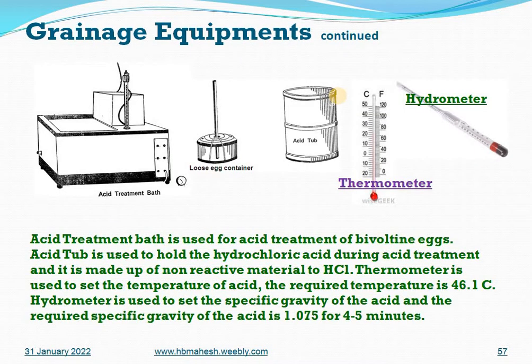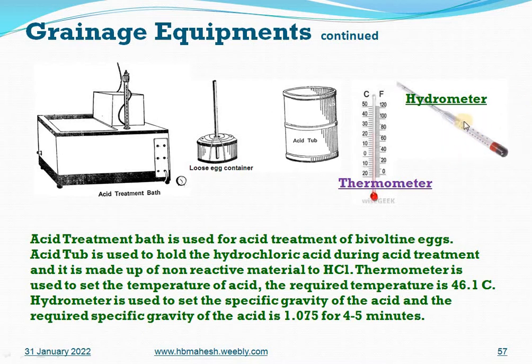Acid treatment bath or acid treatment set. Here you can observe the acid treatment bath. Of course, this works as a water bath. This is the loose egg container, and this is the acid tub. In this instrument, hydrochloric acid is indirectly heated in this acid treatment bath. Thermometer to check and set the temperature. The required temperature is 46.1 degree centigrade.